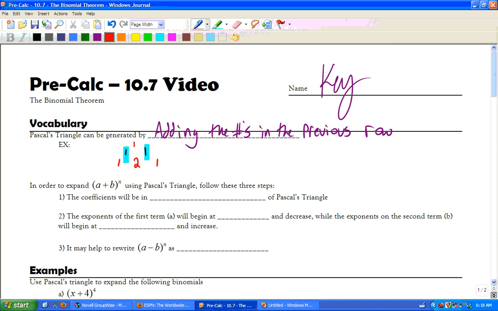On the outside it's still 1. Then 1, 3: 1 plus 2 is 3, 2 plus 1 is 3, and 1. It keeps on going.